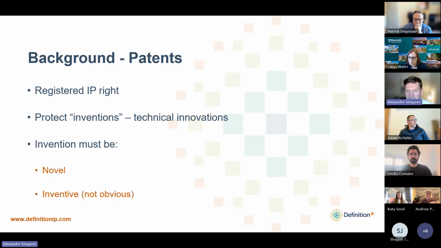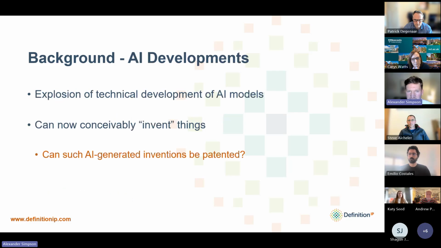There are two key legal tests to get a patent granted. The first is that the invention has to be novel, so not in the public domain, and that's assessed on the filing date of the patent application, as Patrick was saying. And the second test is that the invention has to be inventive, which is a bit more subjective, but it means that it has to be not obvious to a person in the field of the technology, is the short way of summarizing the legal test.